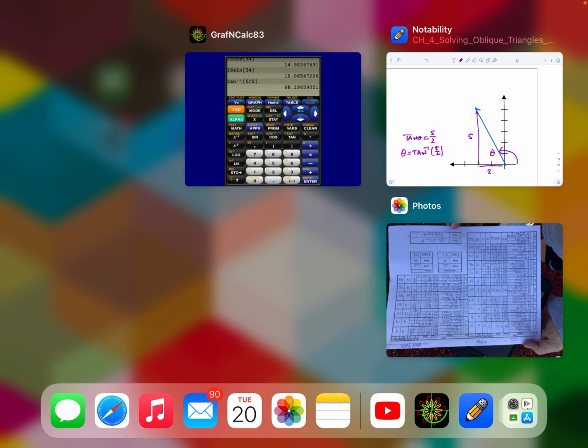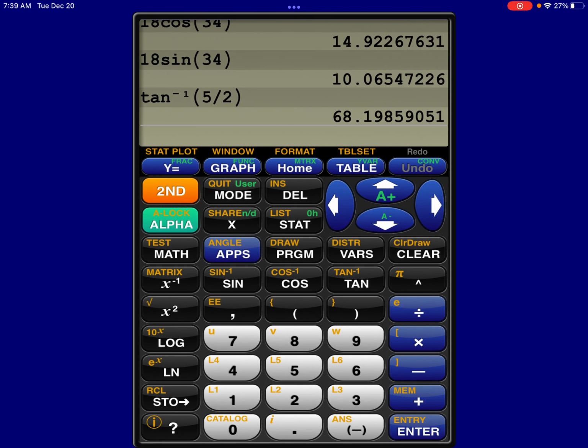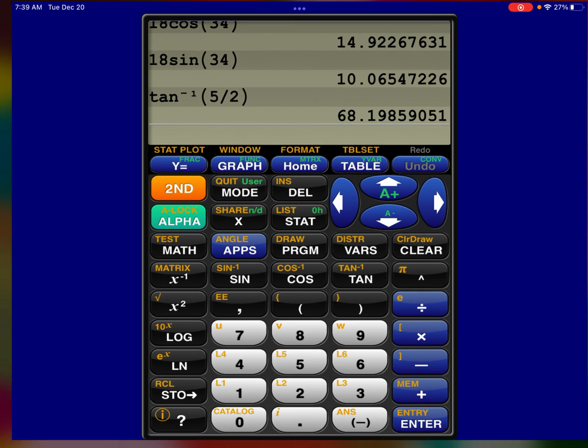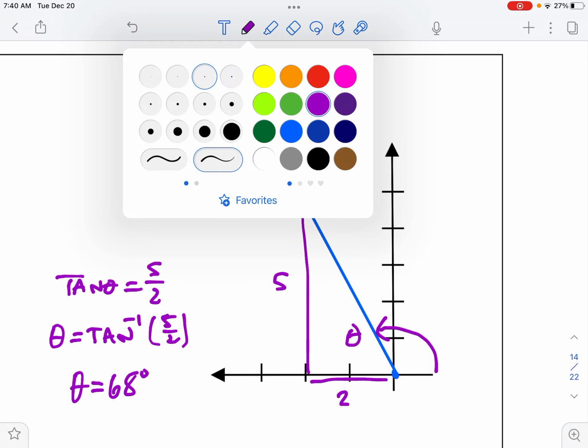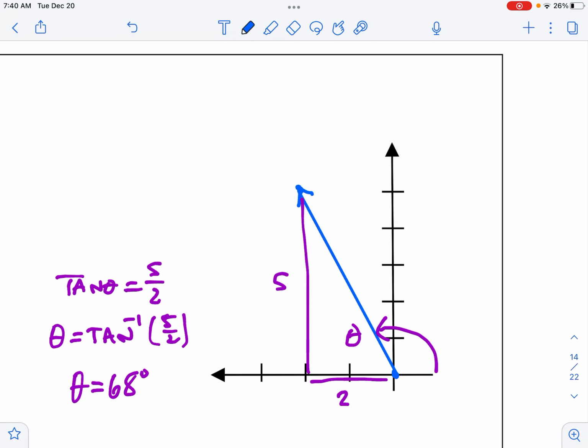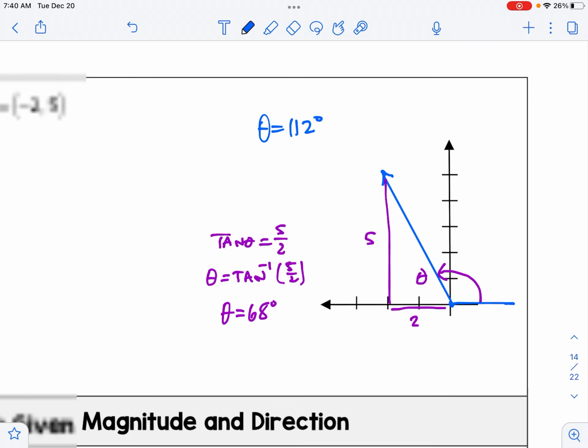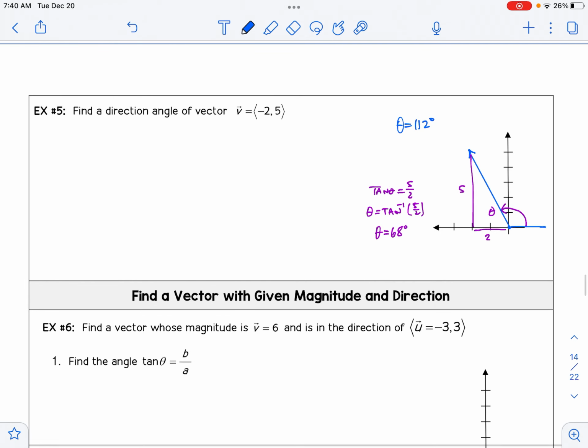All right, I'm going to jump out here. Inverse tangent of 5/2 is 68 degrees. So theta being 68 degrees is not my answer, right? I need to take 180 minus that 68 degrees to get 112 degrees as my direction, okay? So the direction would be 112 because it always goes from the positive x-axis, regardless of what quadrant you're in.